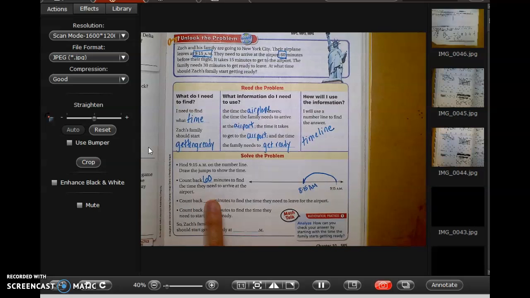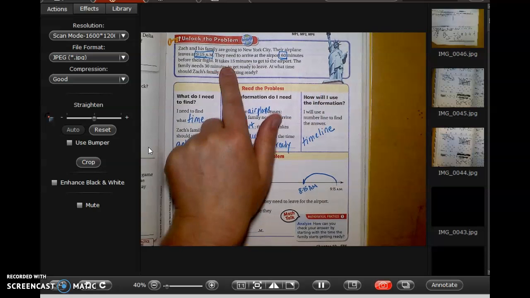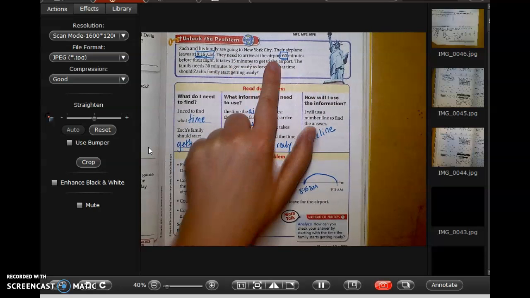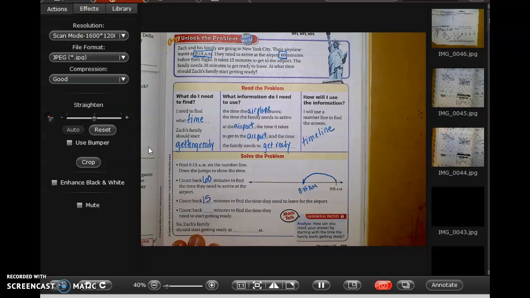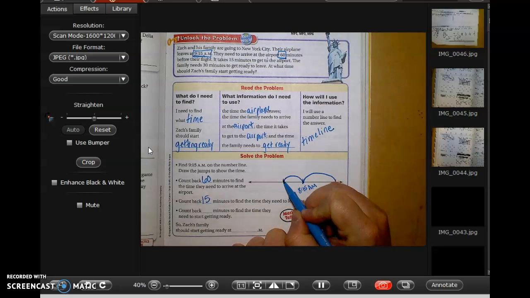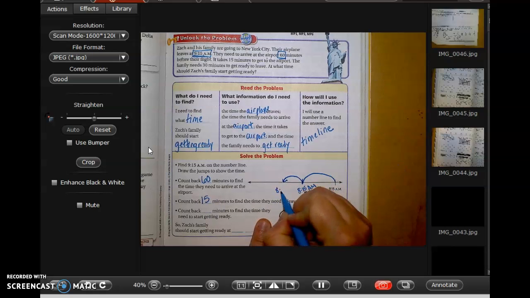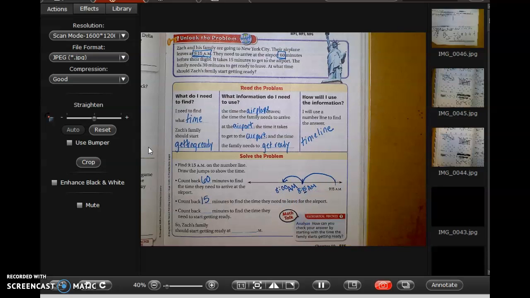Count back 15 minutes to find the time they need to leave for the airport. The family, it takes 15 minutes to get to the airport. So they need that 15 minutes of travel time. If it's 8:15 and I jump back 15 minutes, that's going to bring me to an even o'clock, 8 o'clock a.m. But now we're not done yet.